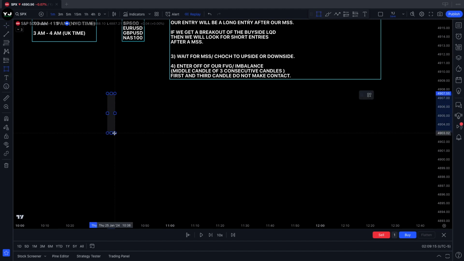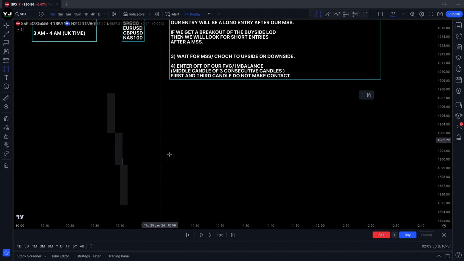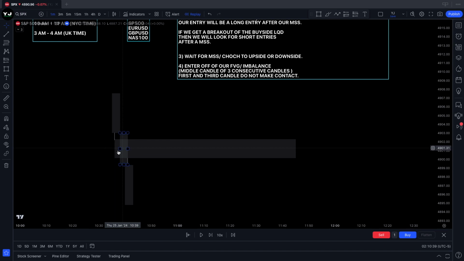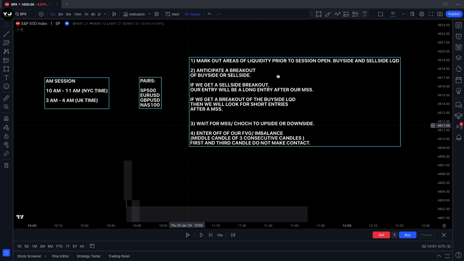We have our first candle, we have our second candle, like so, and we have our third candle right over here. So in order to identify a valid fair value gap, you can see here the wick of the first candle right here does not make contact with the wick of the third candle. So we draw out our fair value gap like this. So this block right here represents the price inefficiency, which is separated by the first candle and the third candle. So if you guys haven't noted this down, make sure you note it down before I move on to the next example.